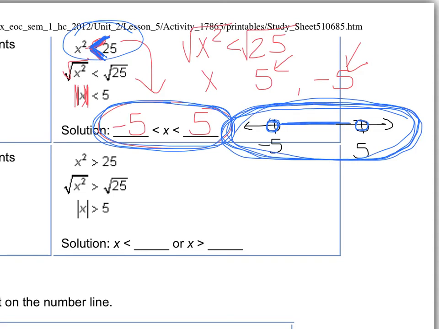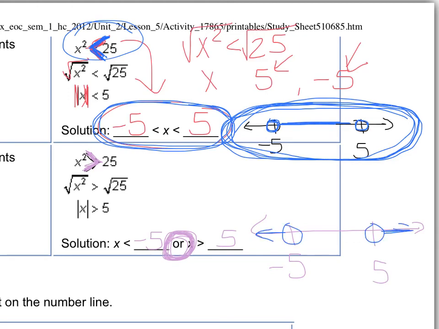The opposite's going to be true if it's greater than. So if it's greater than, which is what this one is down here, then your answer is going to have "or" in the middle. So greater than is going to have "or", and your graph is going to look like this. It's going to have two dots, but the arrows are going to be going opposite directions, okay?